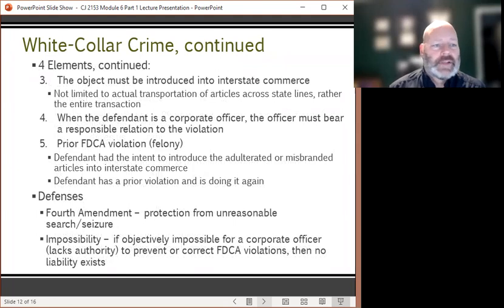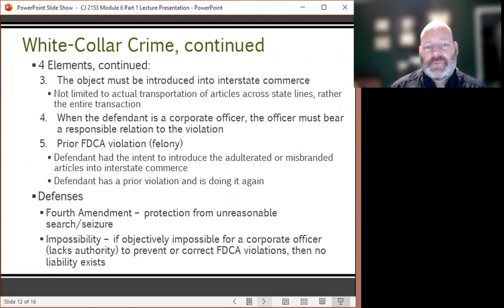The third element is that the object must be introduced into interstate commerce. This isn't limited to actual transportation of articles across state lines, rather the entire transaction. The fourth element is when the defendant is a corporate officer, the officer must bear a responsible relation to the violation. They actually had the ability to commit the violation. And any prior FDCA violations make it a felony, that is, the defendant had the intent to introduce the articles into interstate commerce, and the defendant has a prior violation and is doing so again.